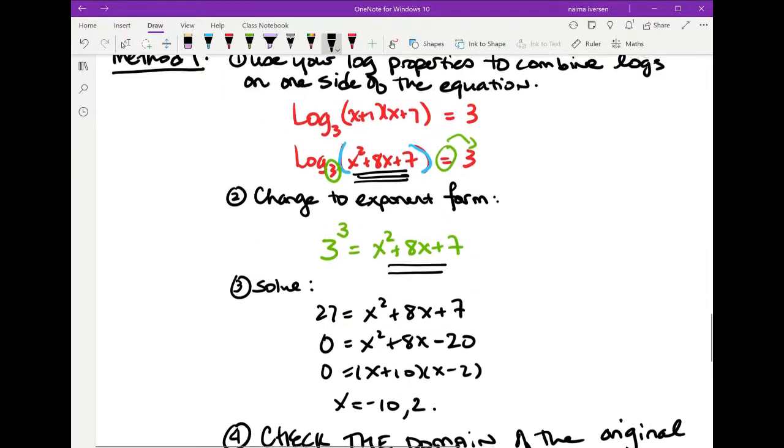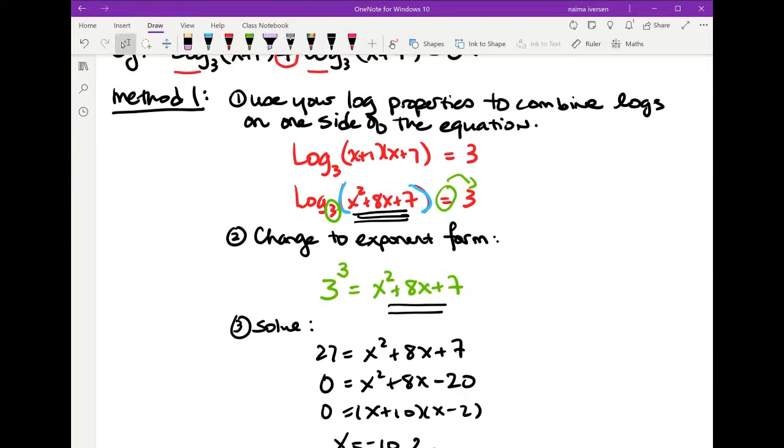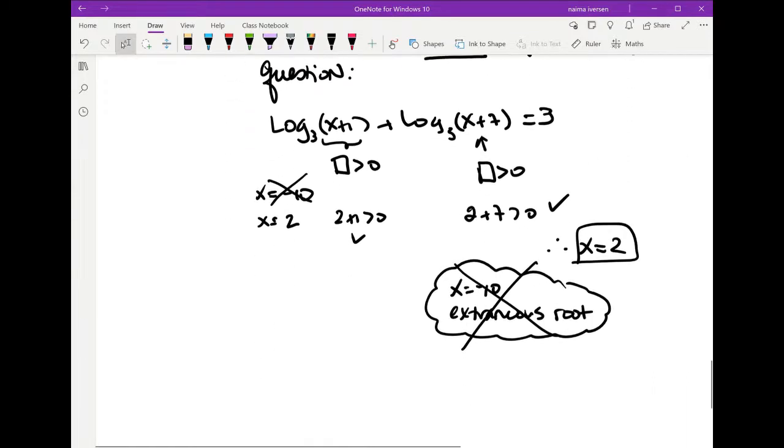So that's method 1, okay? Use your log properties to combine all your logs together on one side, change to exponent form, and solve, and then check. Here's method 2. I'll do the same question. I'm going to show you method 2.